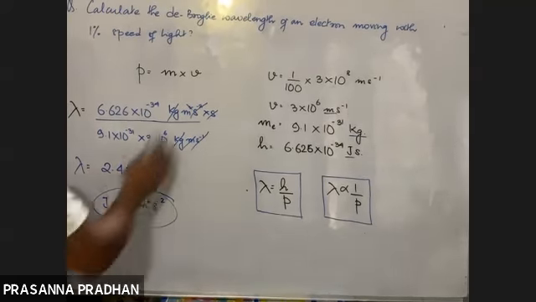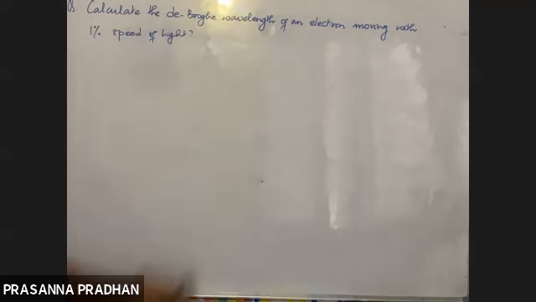So what do you have to remember? You have to remember the value of Planck's constant, and do remember the value of mass of an electron and charge of an electron.